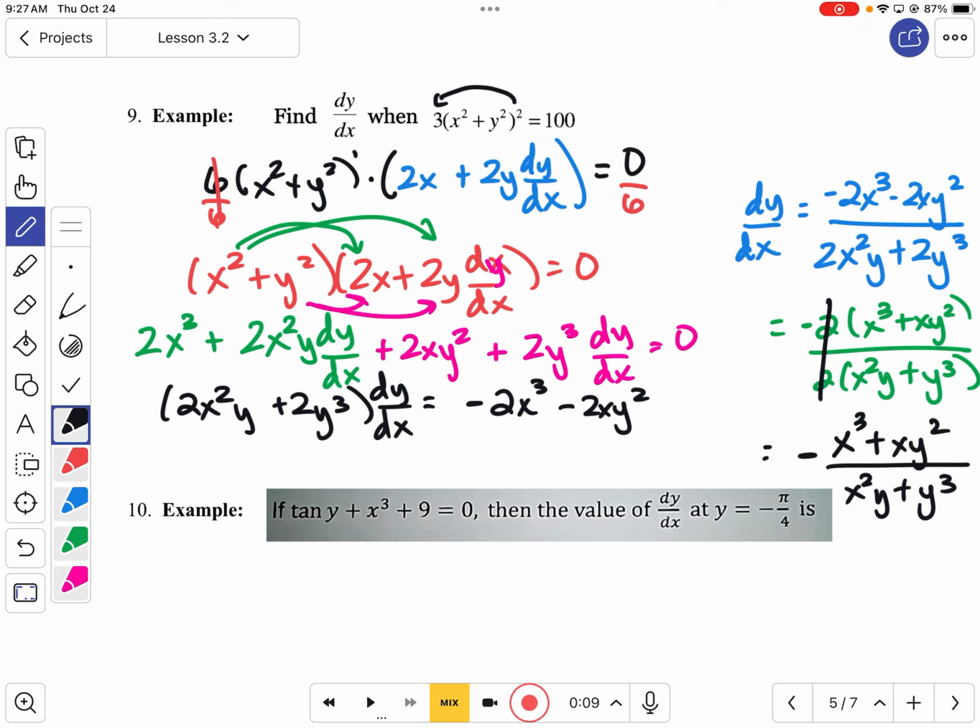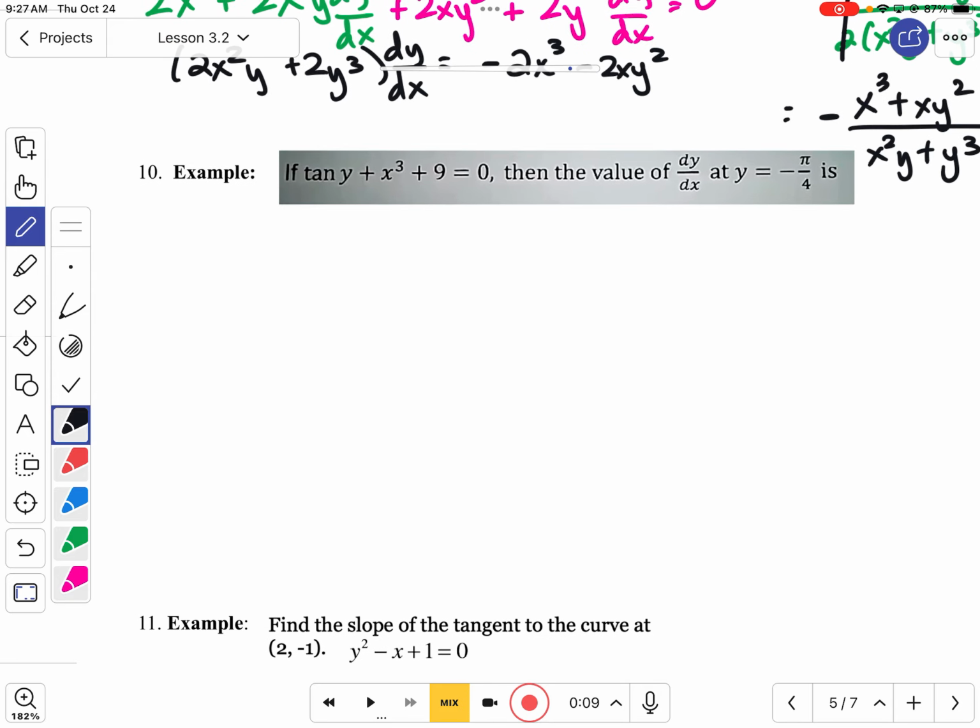It's just tedious, and you have to really pay attention and watch what you're doing. All right, so let's look at a couple more that aren't as bad. I just wanted to throw a couple at you that look a little different so you can play with it a little.